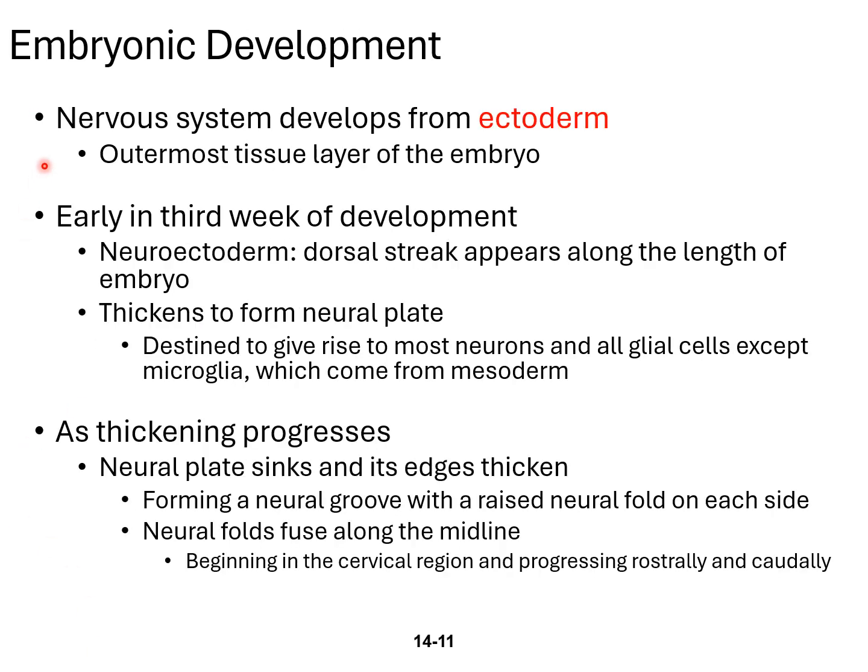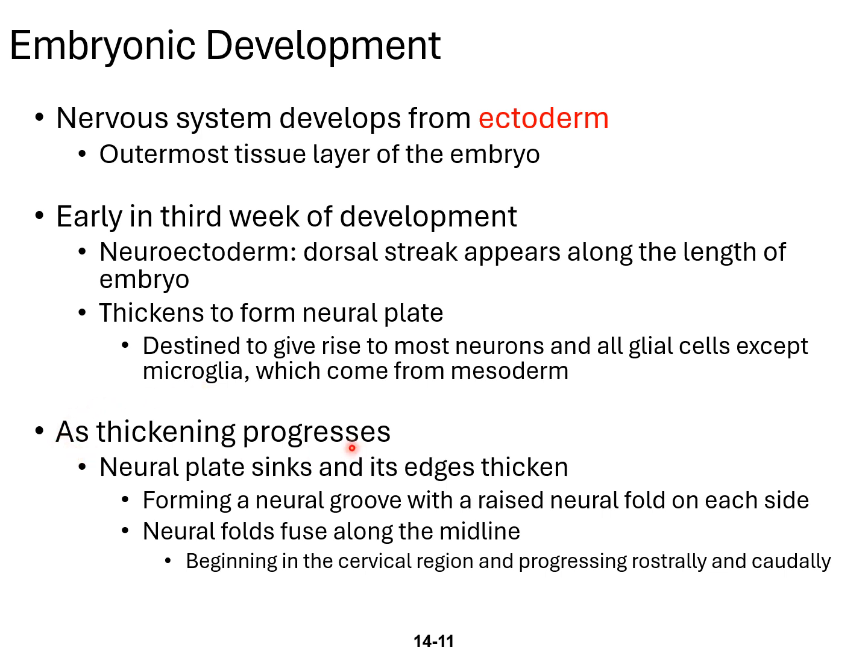So, embryonic development. The nervous system develops from the ectoderm. The ectoderm is the outermost tissue layer of the embryo. Early in the third week of development, the neuroectoderm, the outermost layer, appears as a dorsal streak along the length of the embryo. It thickens to form the neural plate. This is destined to give rise to most neurons and all glial cells except for microglia, because microglia are macrophages from the blood.